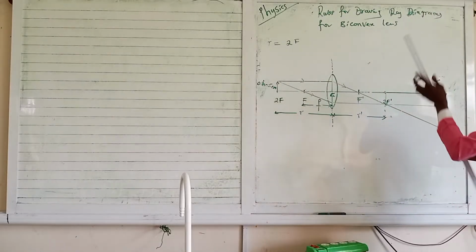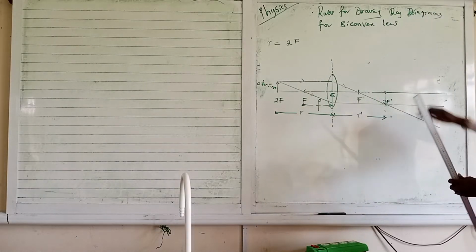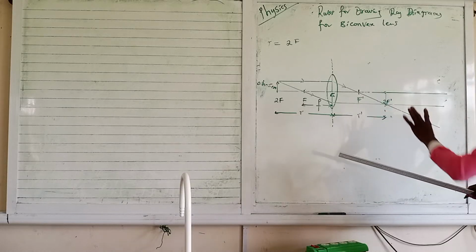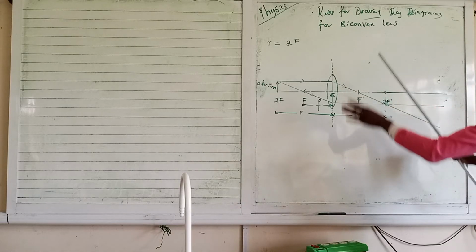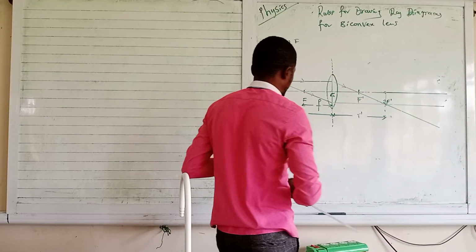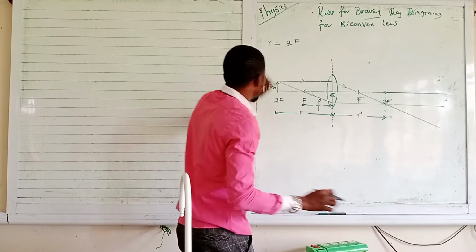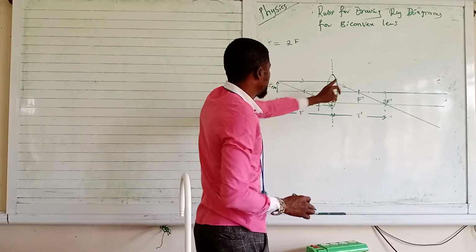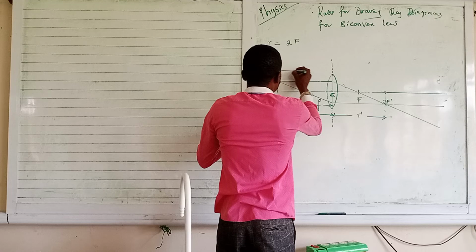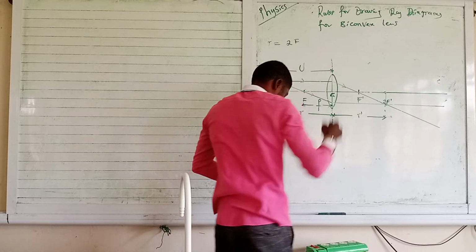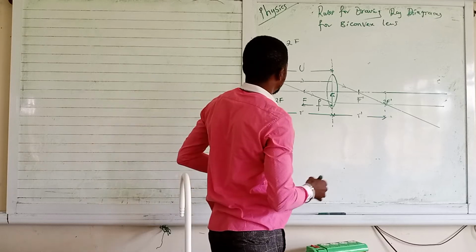There's a little change here. The image height is slightly high. Reason being that the geometry is not perfectly drawn. The next thing is the characteristics of the image formed. Now take notes. From here, from where the object is placed to the center of C is called the object distance, U. It's called the object distance, U.